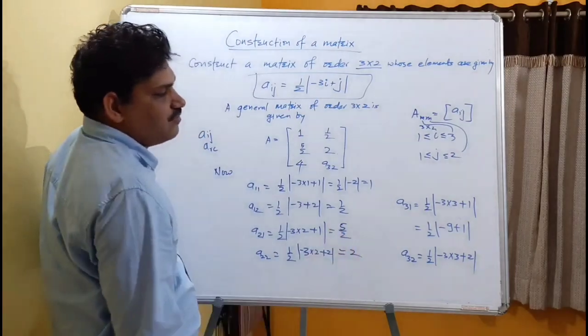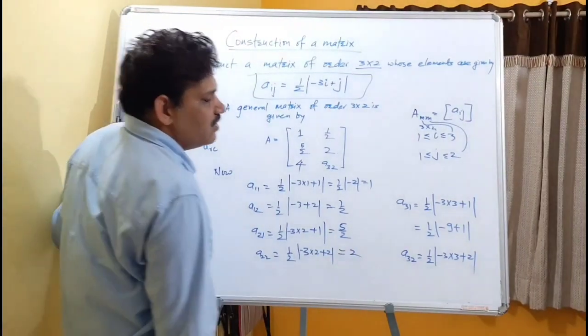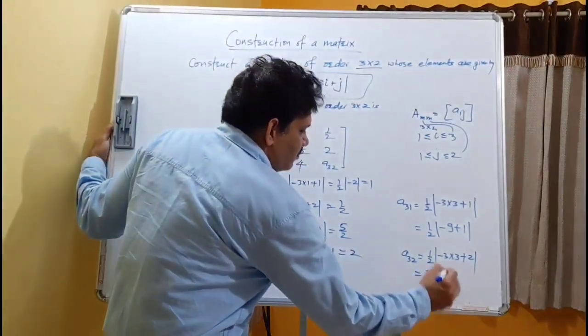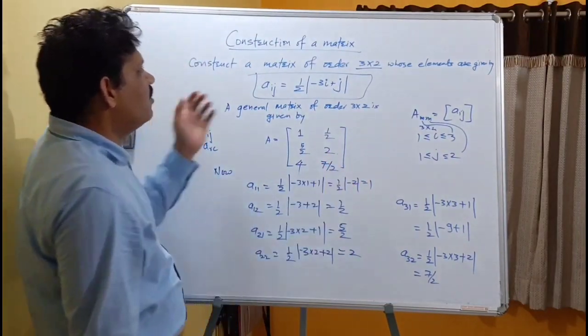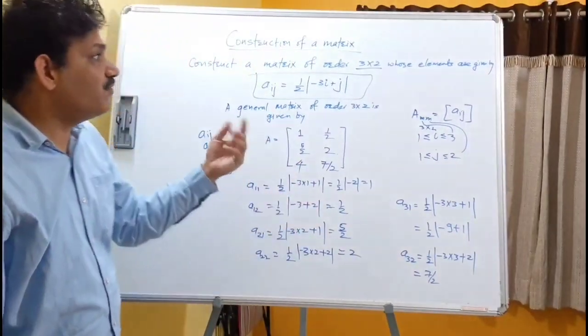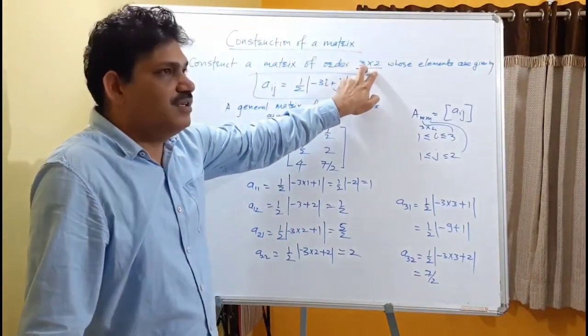So this gives us minus 9 plus 2, which is minus 7. That is 7 by 2. So this entry is 7 by 2. This is how we construct a matrix of given order. This must be kept in mind.